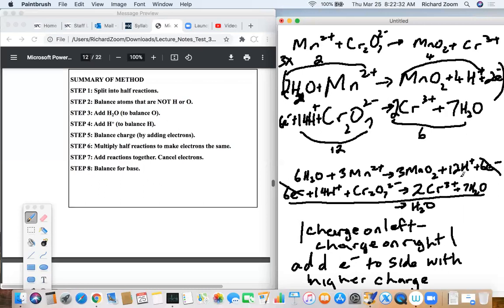And same with the hydrogens, the H pluses. We've got 12 H plus on this side and 14 on this side, which means there's going to be 2 H pluses left on this side. Okay, let's see people's understanding of that. All right, how do you feel about the H pluses and the waters?